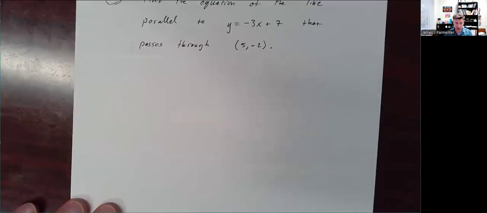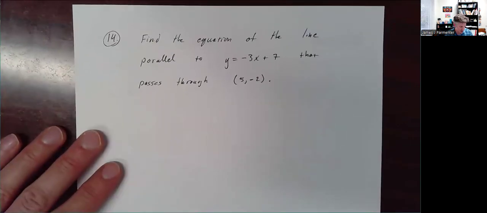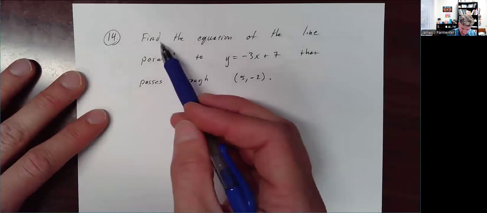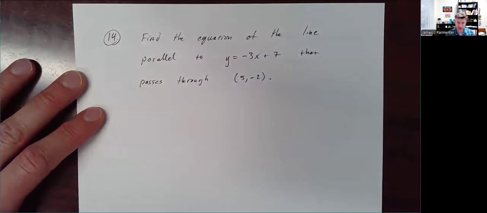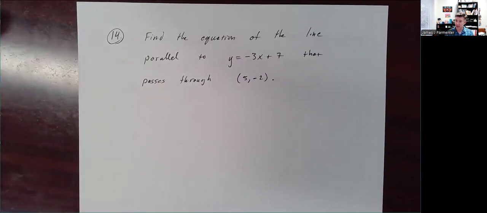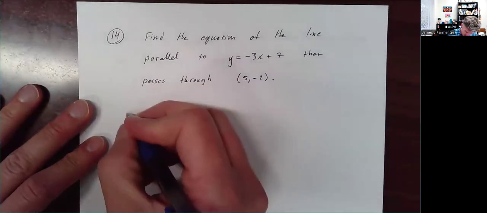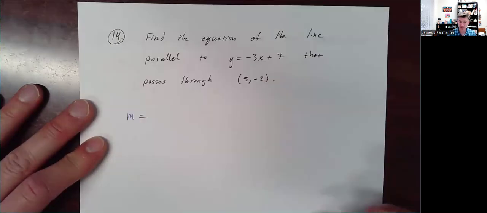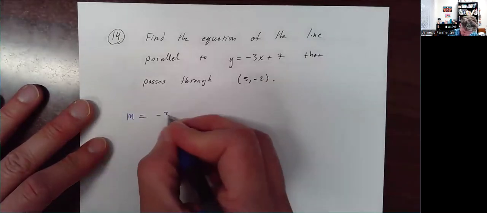All right, a few more line equations that have a little bit different deal. Find the equation of the line parallel to y equal to negative 3x plus 7 that passes through the point 5, negative 2. So the nice thing about parallel lines is they have the same slopes. So we know that the slope of this line is negative 3. So the slope of our line is negative 3.